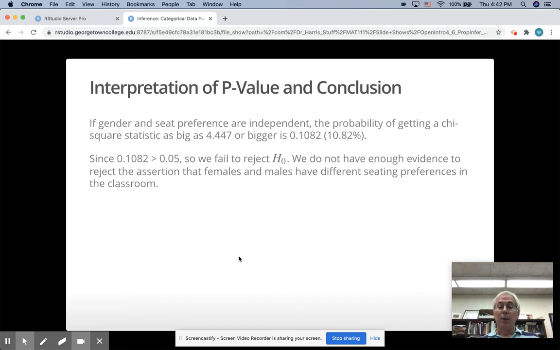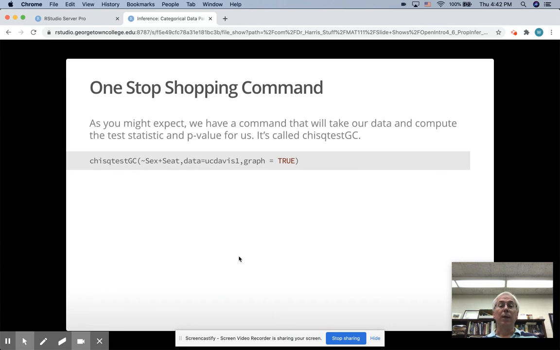You might not be surprised to know that there is a one-stop shopping command. It's called chisq.testGC. It looks a lot like what we've done with prop.testGC or binom.testGC. With prop.testGC, we gave tilde explanatory variable plus response variable, give it the data set, and then we just say graph equals true. It's going to do all the rest for us. Let's go ahead and execute this in RStudio.